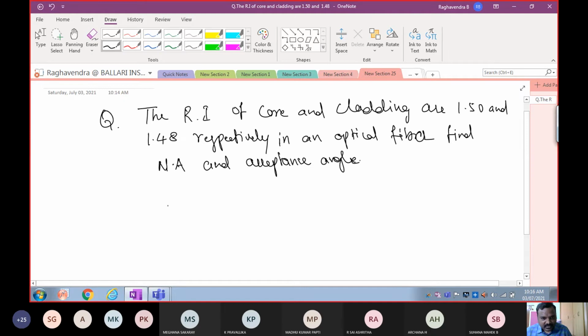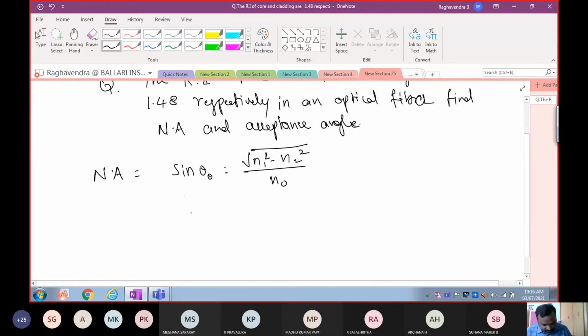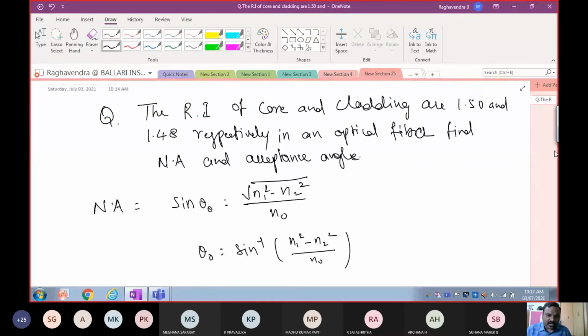So we have this expression with us for numerical aperture. Numerical aperture, which is equal to sine theta naught, which is equal to square root of n1 square minus n2 square divided by n naught. And for acceptance angle, theta naught is equal to sine inverse of square root of n1 square minus n2 square divided by n naught. Use this formula and find out the numerical aperture and the acceptance angle.